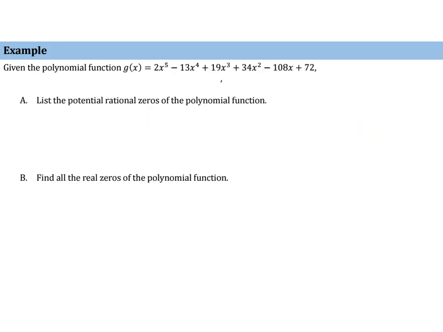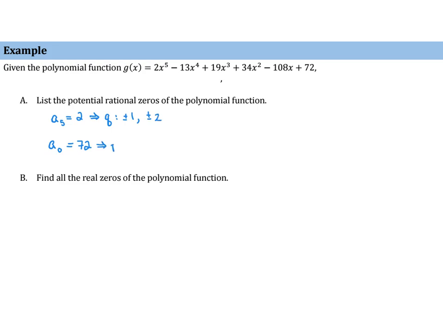Okay, so let's look at another example. Hopefully this won't be as arduous. So if we look at our leading coefficient, it will be a sub 5, and that is 2. Our constant is a sub 0, and that's 72. So our q's will be positive or negative 1, positive or negative 2.